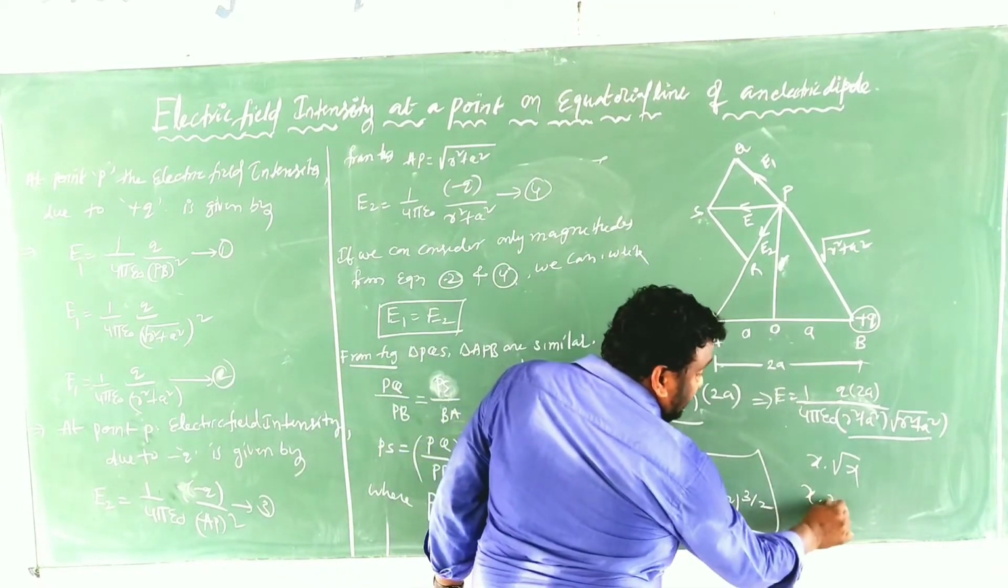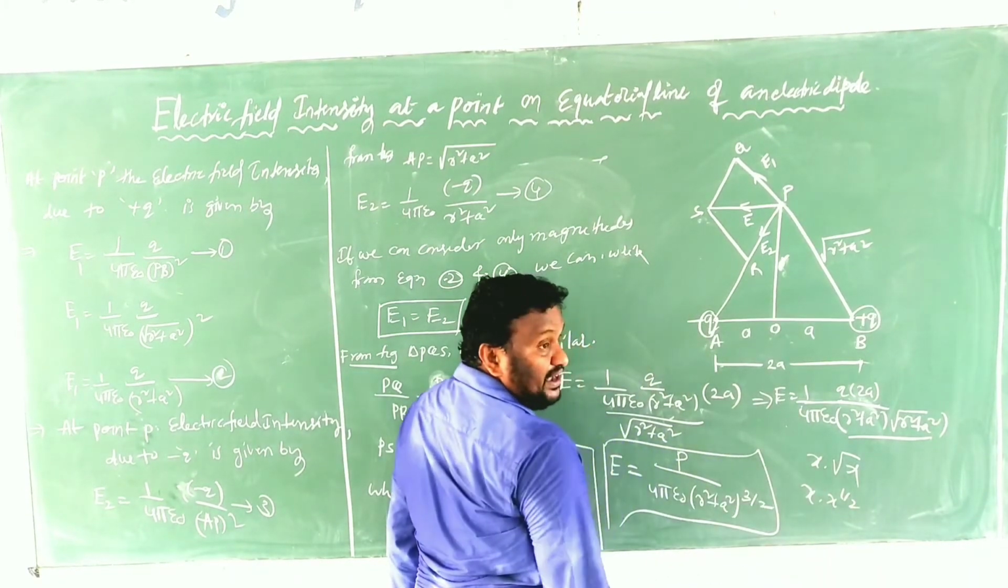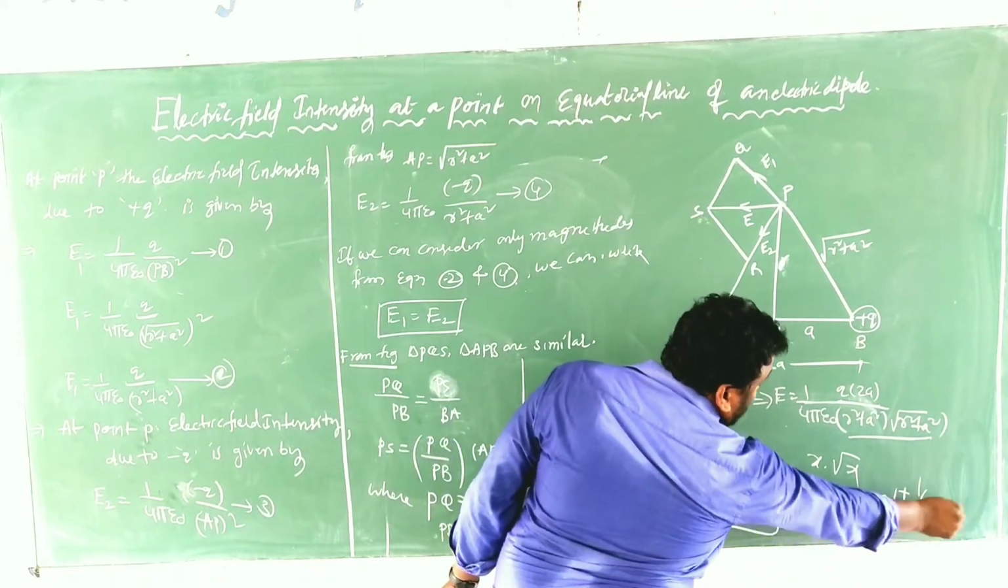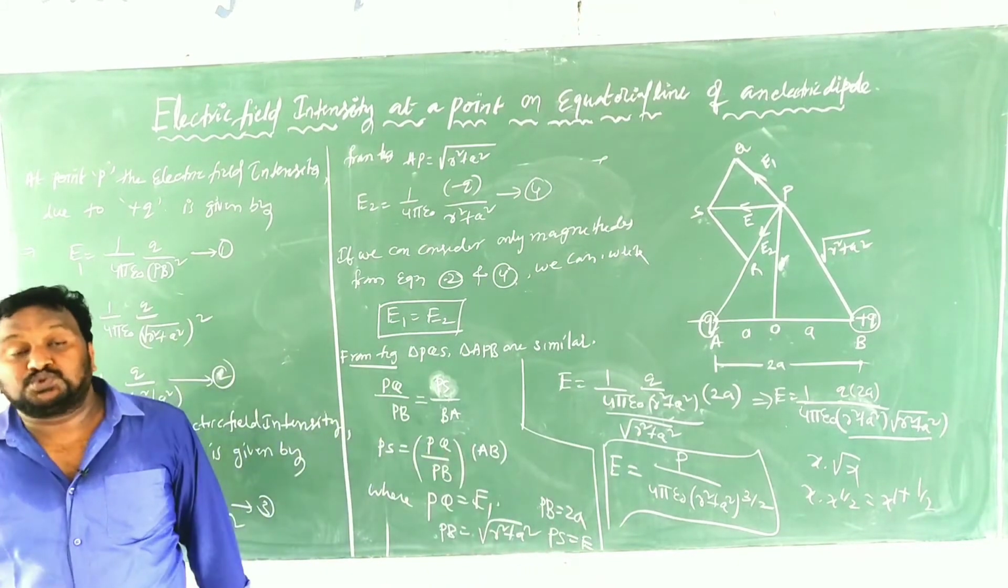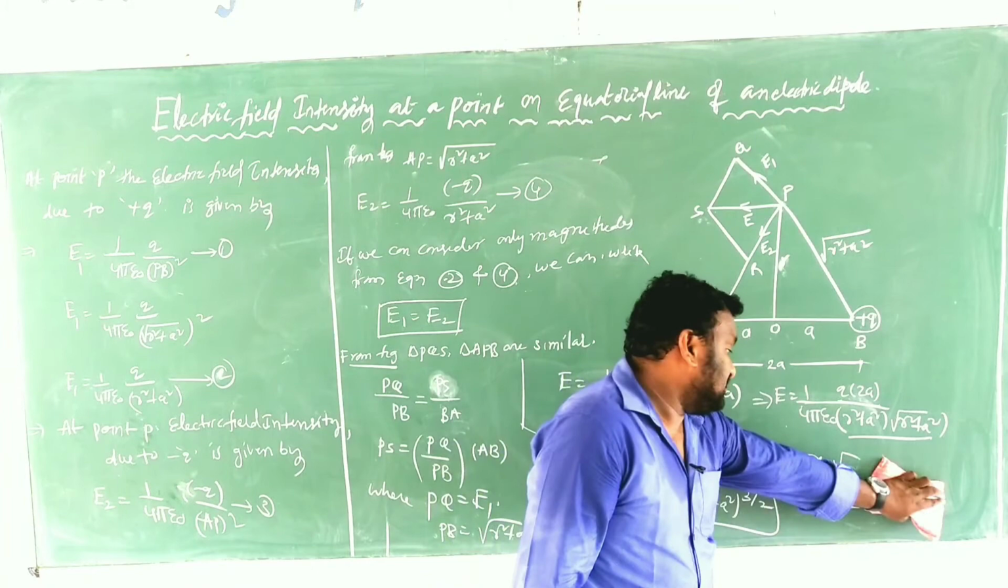X into X to the power of 1 by 2. Root X means what you have to write? X to the power of 1 by 2. Then what do you write? X to the power of 1 plus 1 by 2. That means X to the power of 3 by 2. Like that, we completed like this here, children.